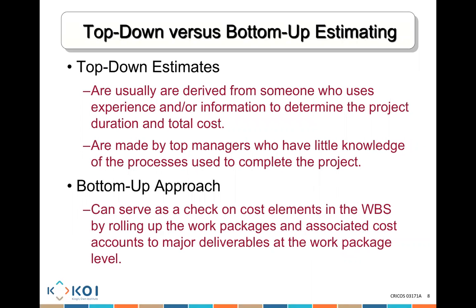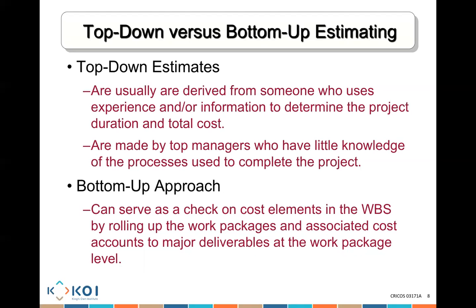So when we talk about all of these estimates, there's a top-down estimate and there's a bottom-up estimate. A top-down estimate is derived by someone up there who has the experience, knowledge, and information. They determine, for example, how long the project is going to take. It's usually made by top managers who have little knowledge of the tasks needed to get the job done. So they are up there, but they are estimating how long your project is going to take.